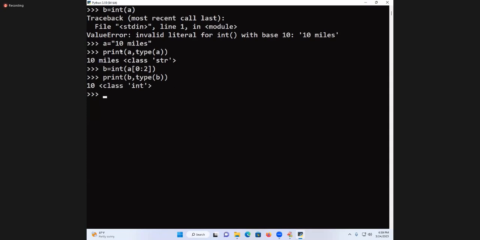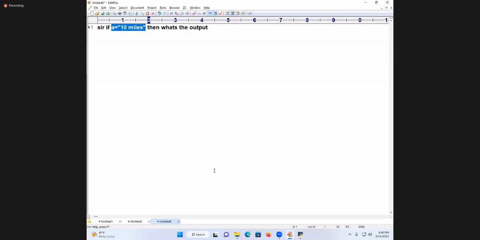What is this 10? 0, 1. 0 to 2 means 0 to 2 minus 1, that is, 10. I am fetching 10, which is str type. I am converting it into int type. Got it. Our brain should work properly because indexing and slicing are already done. That's all.